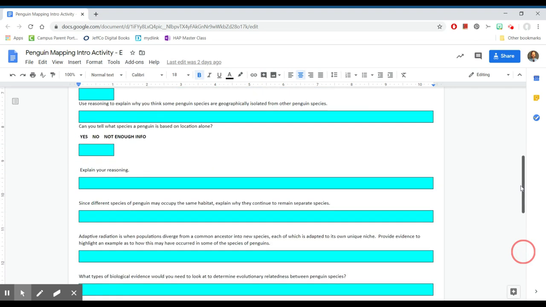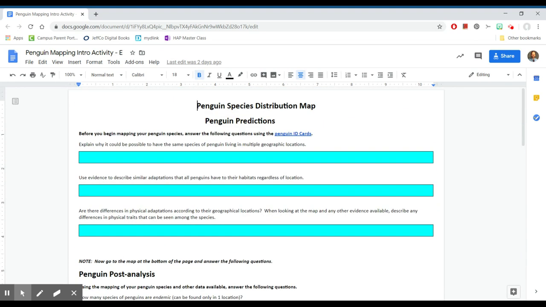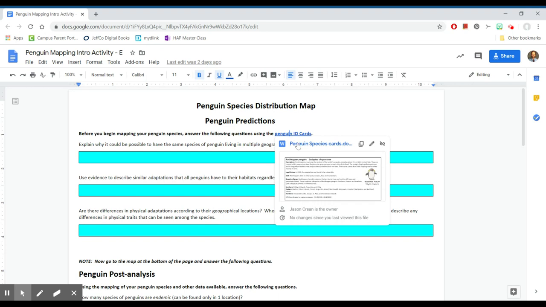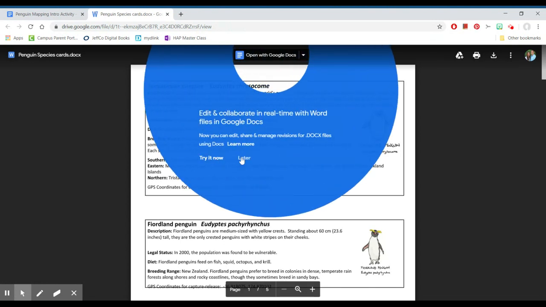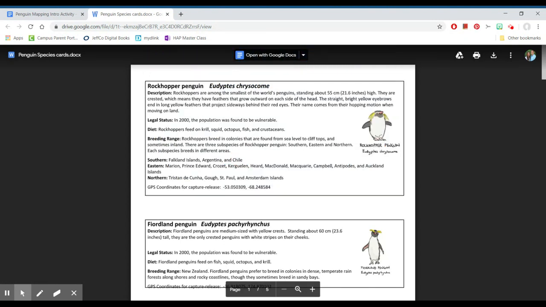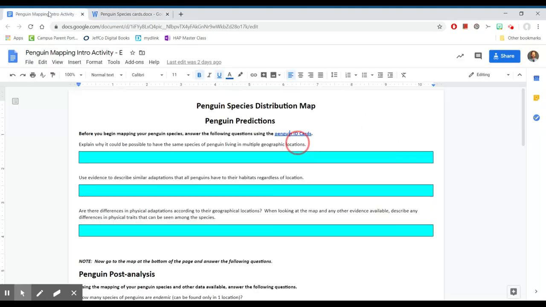We'll scroll back on up. We'll also be using these penguin ID cards. If you click that, it should bring up a link to all these penguin ID cards. And there'll be information in here that you will be reading and looking at to help you answer your questions. I'm going to go ahead and go on back.